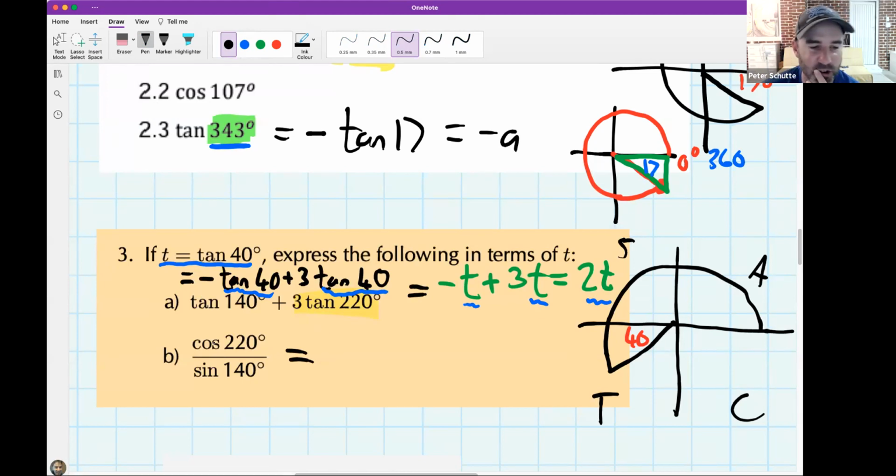So let's try and do this last one. This is a little bit sneaky.